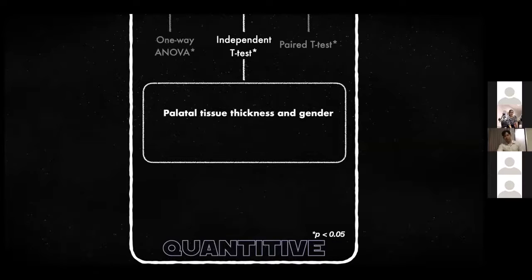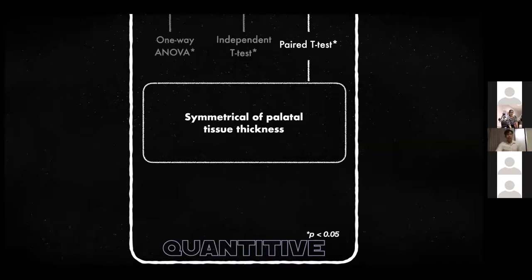Next, the independent t-test was used to determine the difference of palatal mucosal thickness between genders. Finally, the paired t-test was used to determine symmetry of palatal mucosal thickness between left and right side.